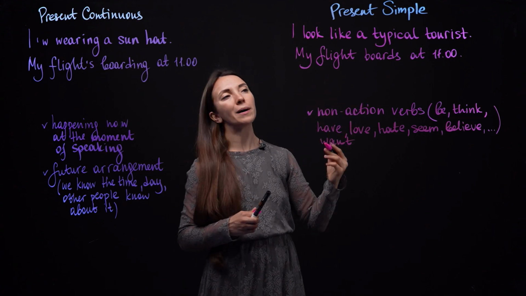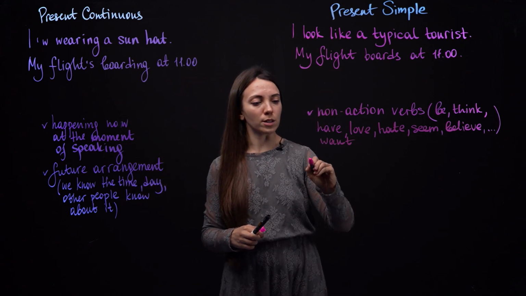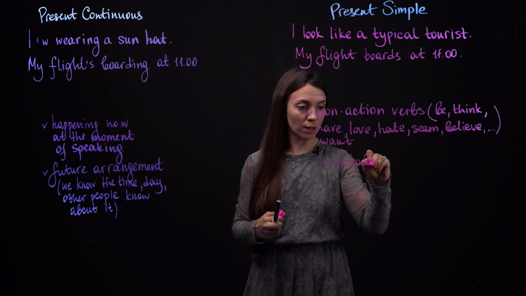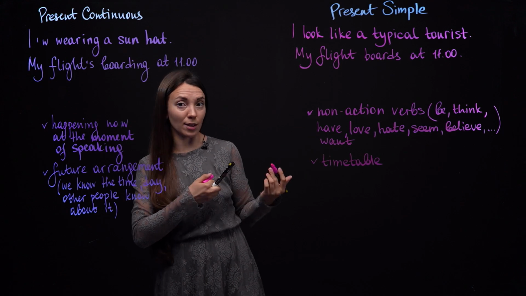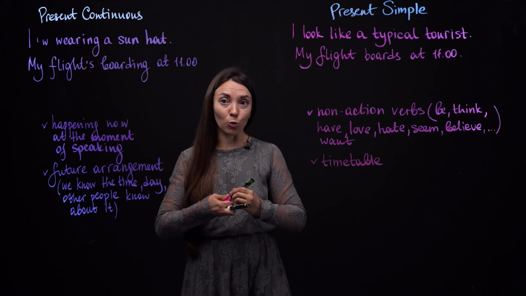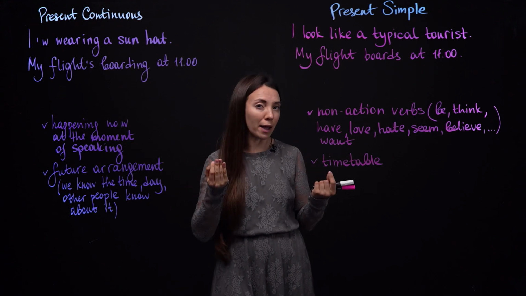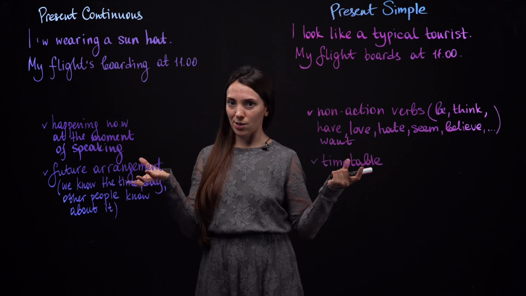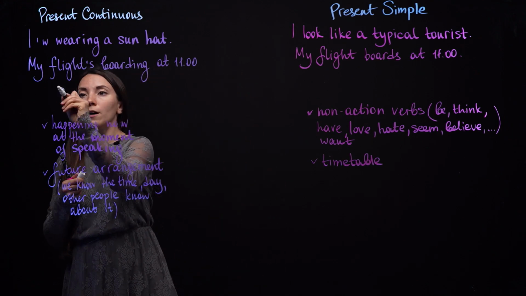Okay, what about this one? My flight boards at 11. What is the difference between them? Here, we are talking about a timetable. Something which happens, let's say, every Monday at 11, which is a typical use of the present simple. So sometimes we can use present continuous and present simple interchangeably. So it depends whether it's an arrangement or a timetable. Both tenses are possible.